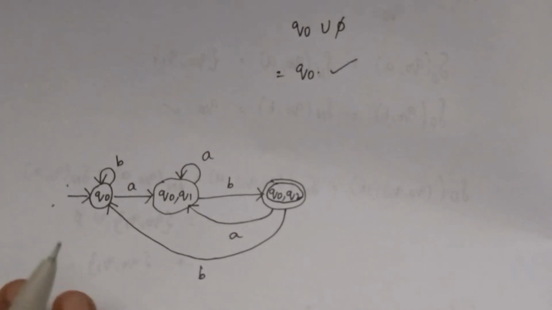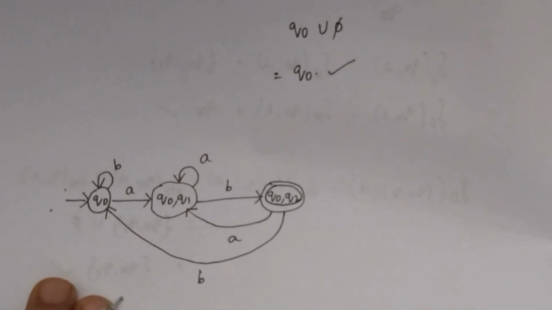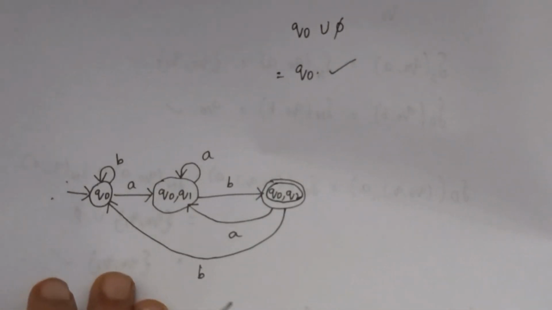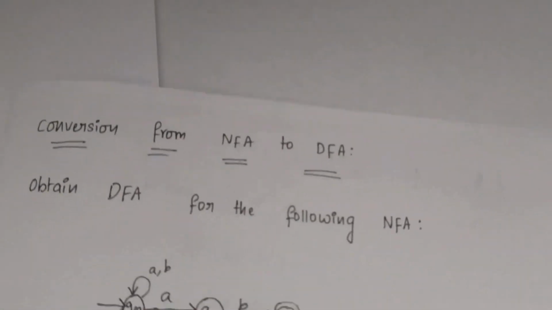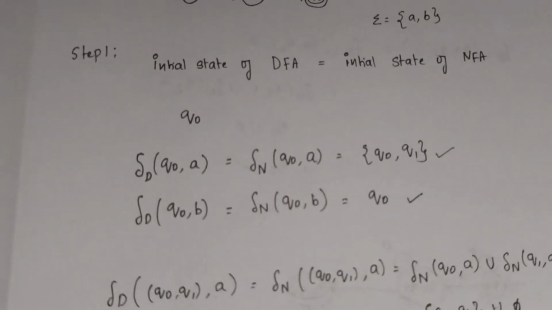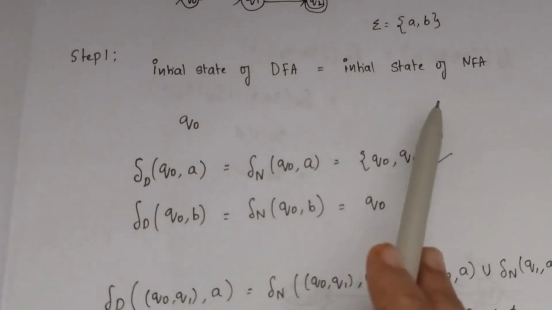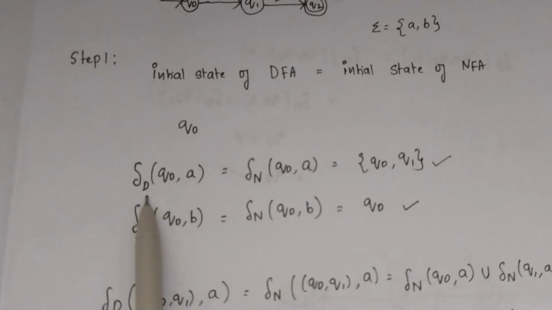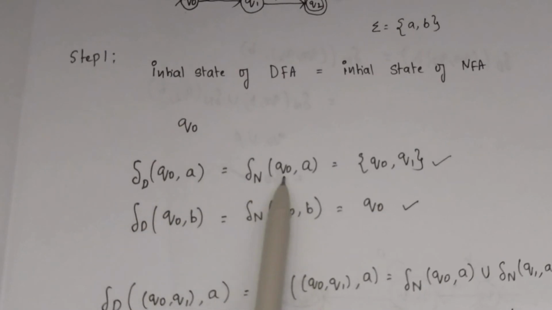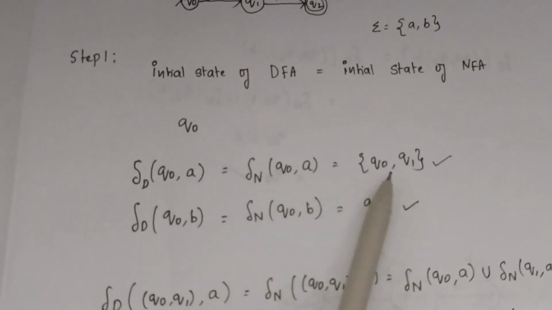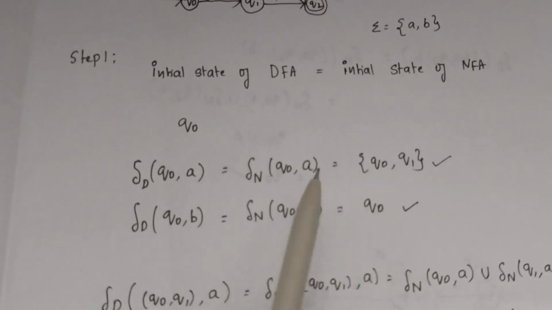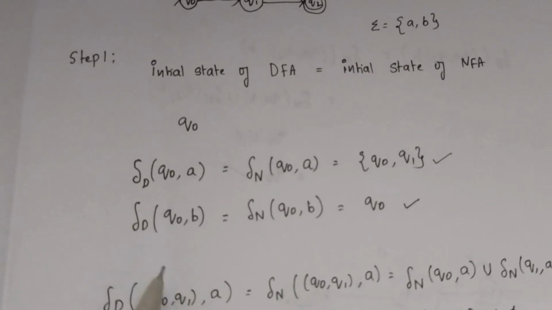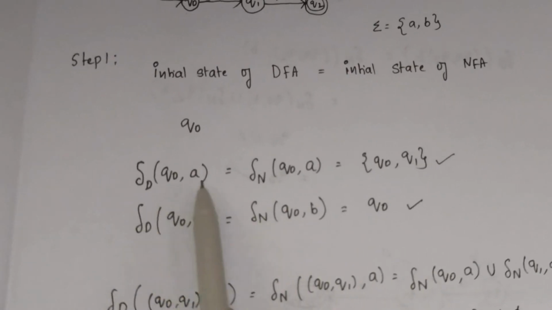Once again, I repeat: start from the initial state of NFA. The initial state of DFA is the initial state of NFA, so I have taken Q0. Q0 on A and B. From the NFA, take the initial state transition. We got Q0, Q1 and Q0. So stop here. From here you take the right hand side. Don't go for Q1 on A, B or Q2 on A, B. Not like that. Q0 on A and B is done.